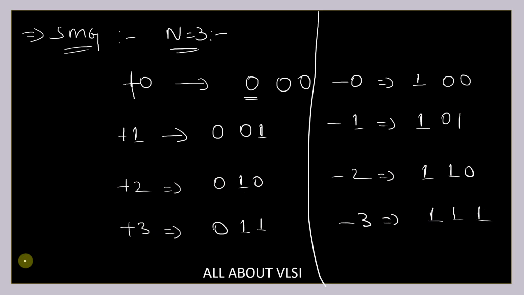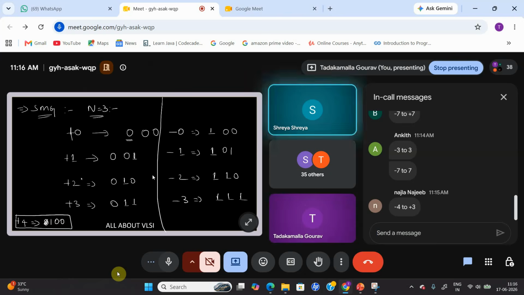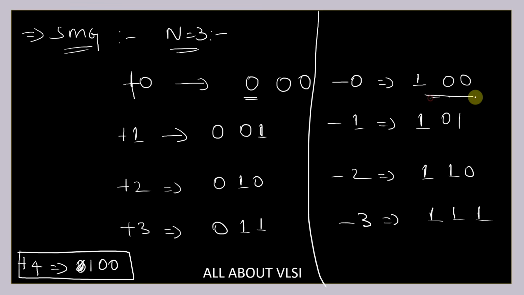That's it. Now, if I want to represent plus 4, it is nothing but 100. Can I represent plus 4 as 100? Is there any value which is already taking this code, 100? Exactly. This is already taken, right? This code is already taken. How can you allocate plus 4 to 100? No, this is out of range.